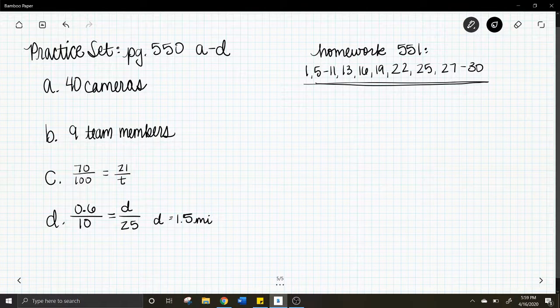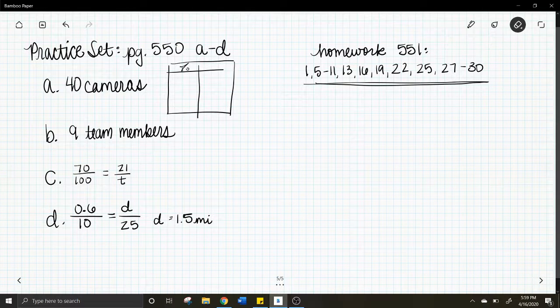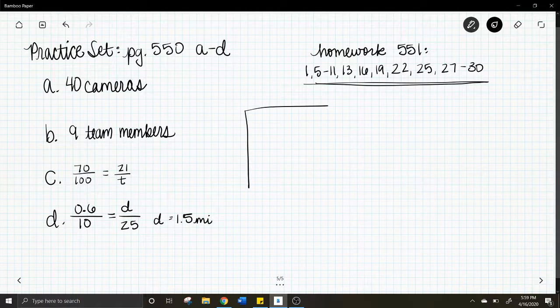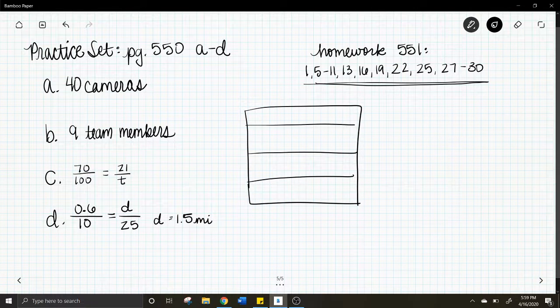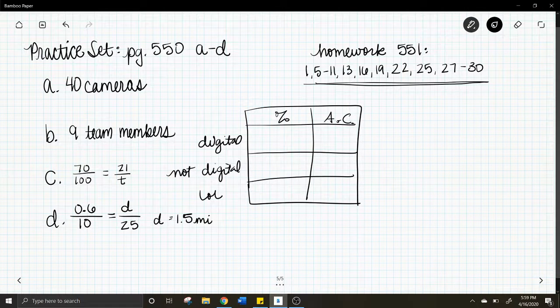So for letter A, let's set up a quick ratio box. So we have the percent. This might be too small. I bet it will be. Let me make another one. All right, percent, actual count. So we're looking at digital cameras. We're looking at cameras that are not digital. And as always, we are looking at the total.